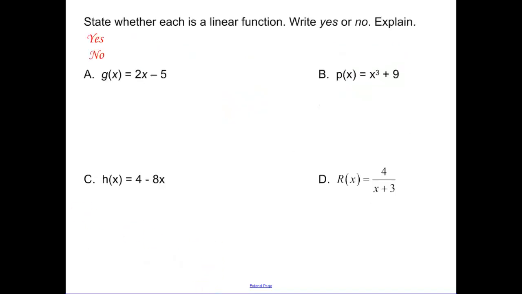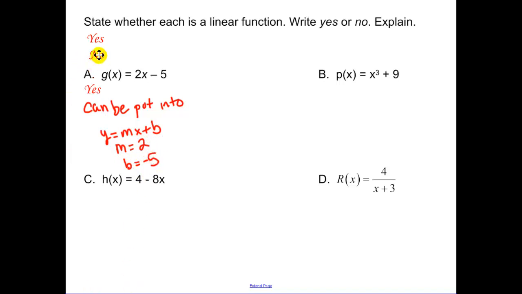Okay, state whether each is a linear function, write yes or no, and then we have to explain. So the first one here, A. Yes, this is a linear equation because it can be put into y equals mx plus b, where m in this case is 2 and b is equal to negative 5.